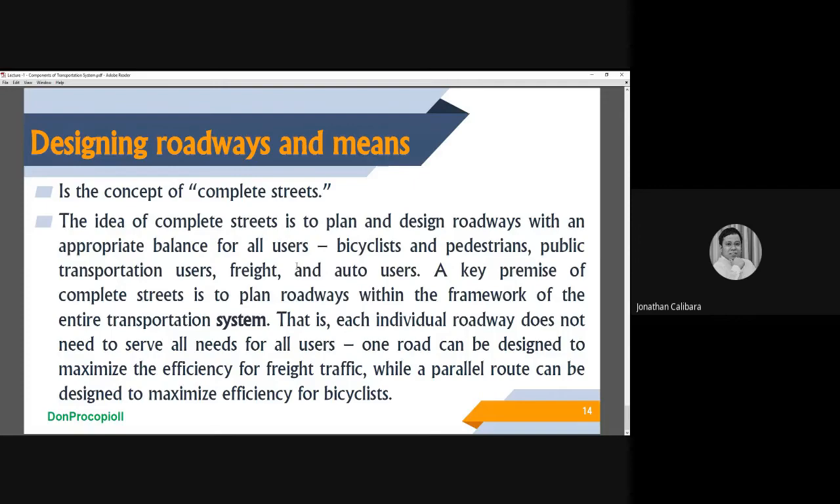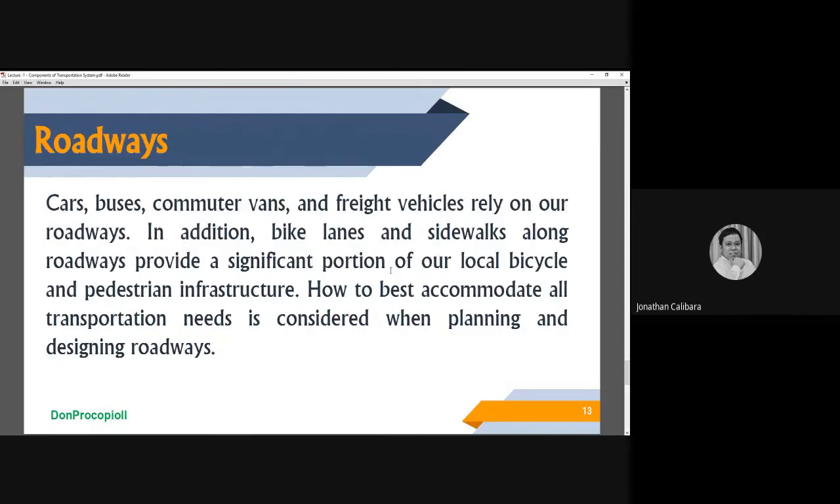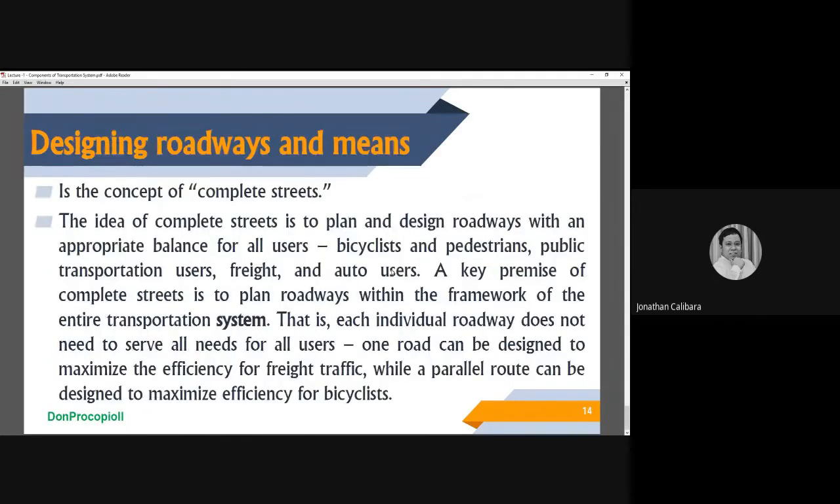Although in Manila this is still developing, at least that is the practice. In other countries, they have bicycle lanes. Then commissions plan or research the framework of the entire transportation system. Each individual road is designed to serve all needs of users. One road can be designed to maximize efficiency of freight traffic, while a parallel route can be designed to maximize efficiency for bicyclists.